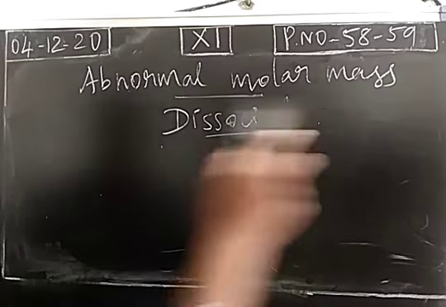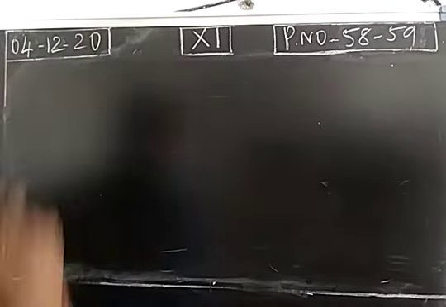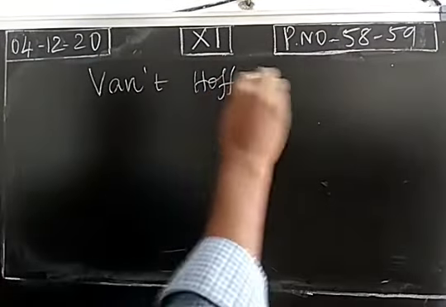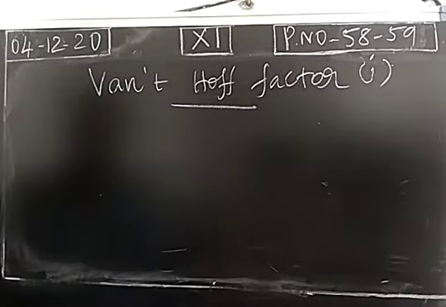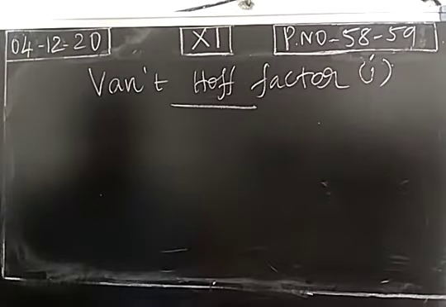The scientists have given a factor. It's called the van't Hoff factor. The symbol for van't Hoff factor is i. So it explains the extent of association or dissociation, that is, how much association or dissociation of solute particles there is in the solution. So the extent of association and dissociation is represented in terms of van't Hoff factor i. So this is defined as the ratio of actual molar mass to the abnormal molar mass.